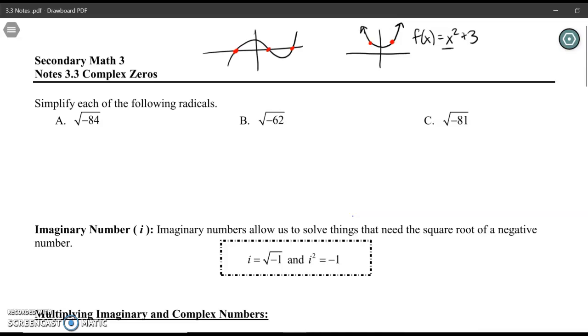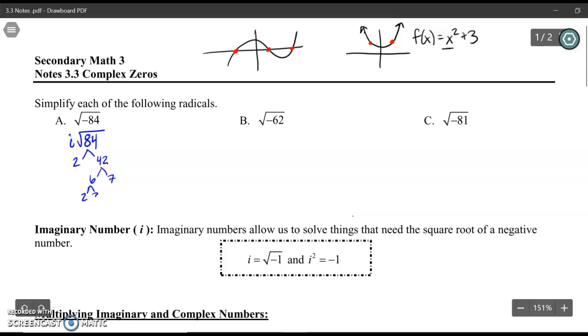If you notice, all these radicals have a negative inside of them, which usually means we can't do that, no way. But we actually can. If we have a negative inside of a radical, we can just put an i outside and make the number positive. That i is called an imaginary number. Once I get rid of that negative on the inside, then I can simplify this like I would anything else. So 2, 42, 6 and 7, 2 and 3.